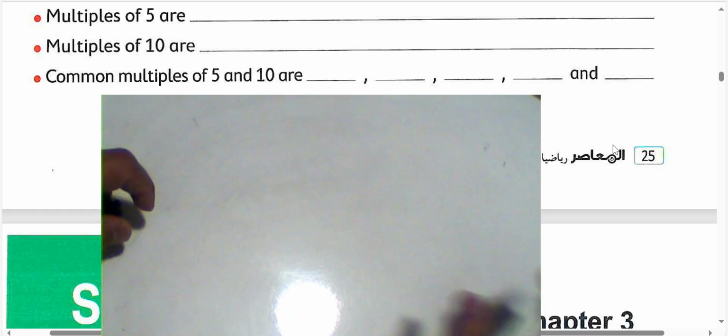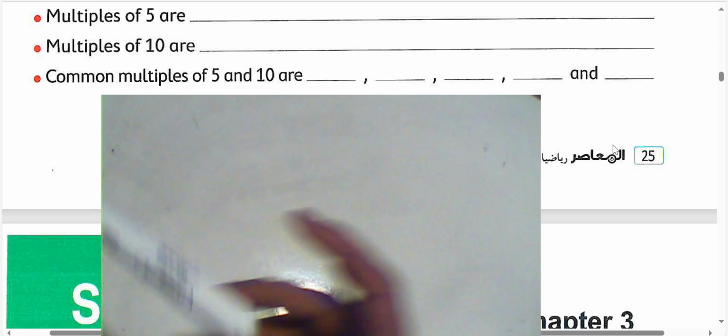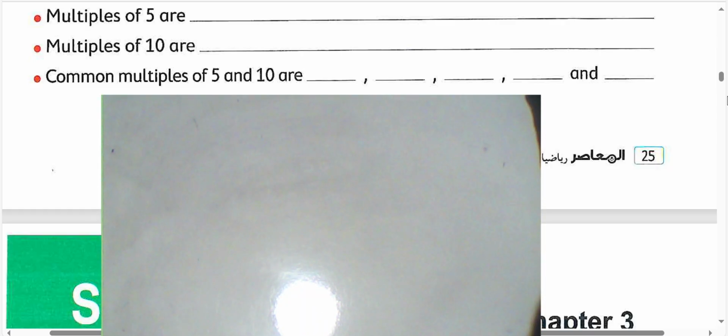you must know the properties of multiplication to find the product of any two numbers, like the distributive property, or the commutative and associative properties.